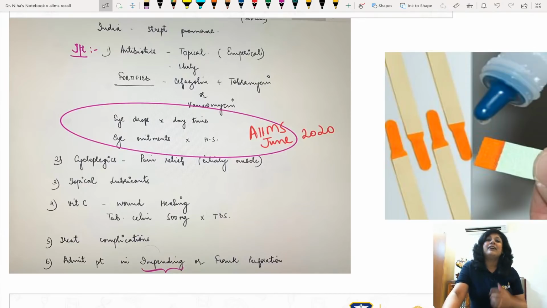Like you must have heard these days everything is fortified, like in atta also they are fortifying with vitamins. Even I have heard that lipsticks are fortified with vitamin E. So these antibiotics are fortified to the desired concentration so that they can be treated adequately.